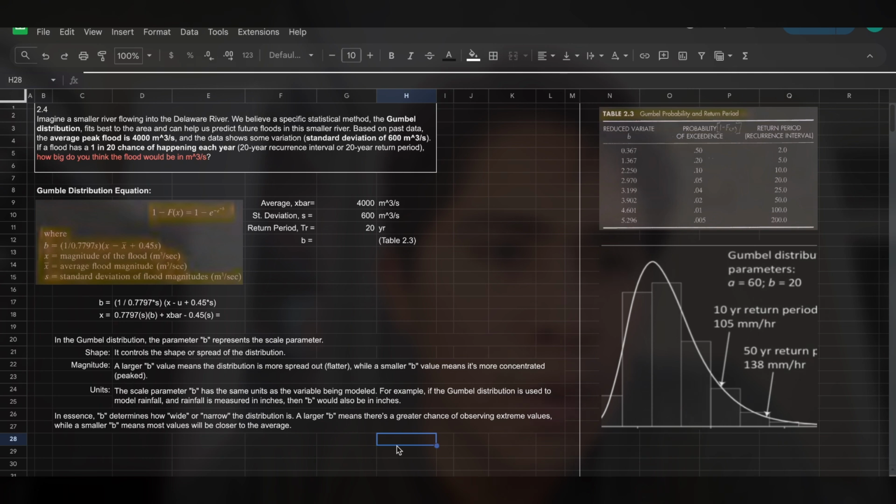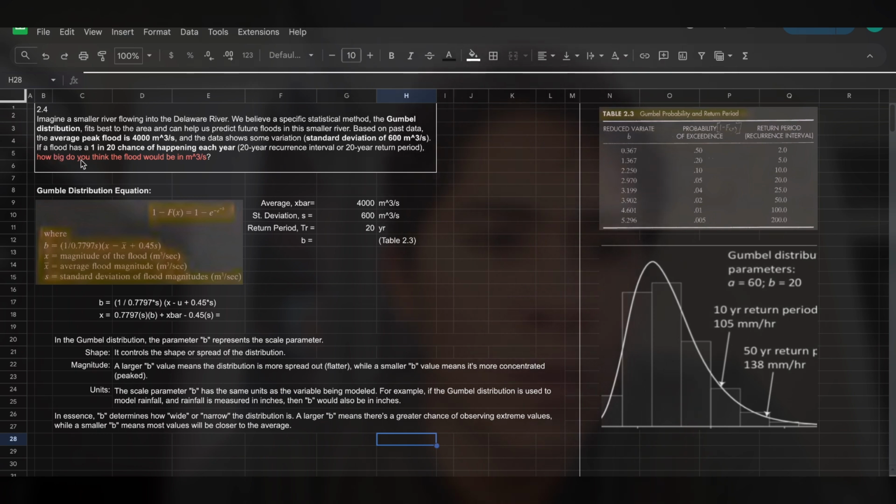Now, problem 2.4. In this problem, we're going to understand or get more familiar with the Gumbel distribution equation. The problem says, imagine a smaller river flowing into the Delaware River. We believe a specific statistical method, the Gumbel distribution, fits best to the area and can help us predict future floods in this smaller river. Based on past data, the average peak flood is 4,000 cubic meters per second, and the data shows some variation, a standard deviation of 600 cubic meters per second.